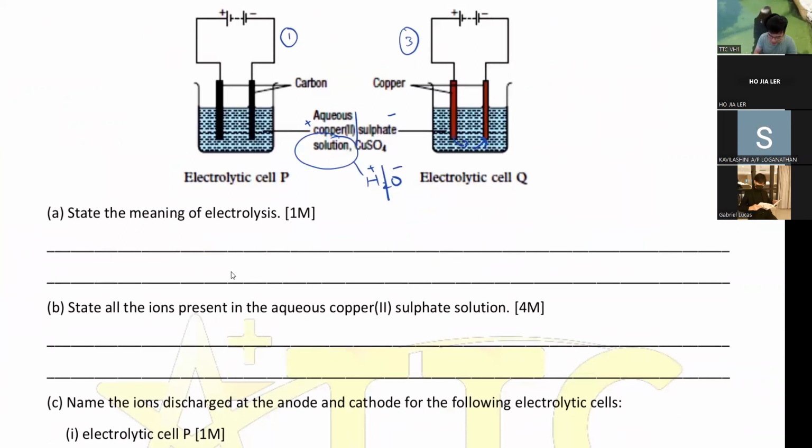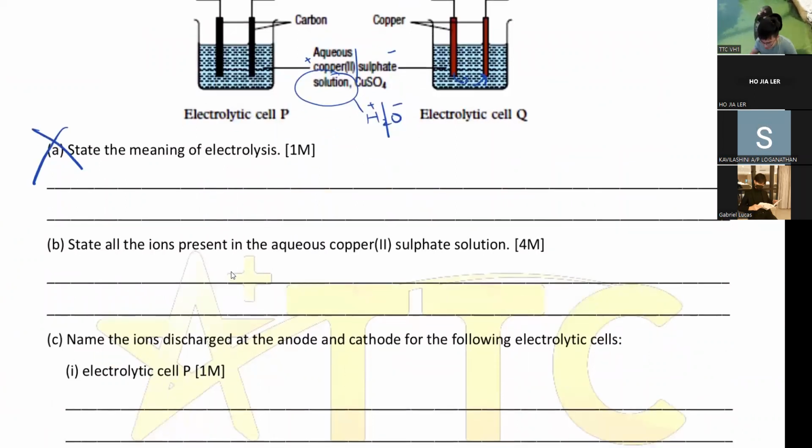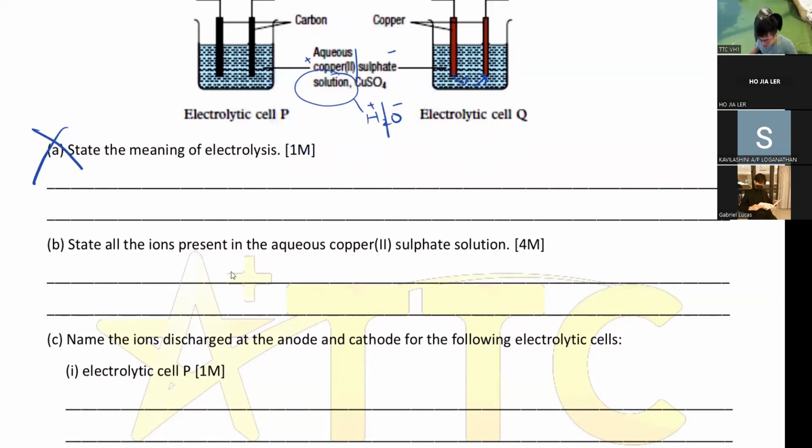Okay, guys, we skip A. I'm not going to talk about the meaning of electrolysis. This one you go fill it yourself. I'm not going to do definition here. Okay, so B, state all the ions present in the aqueous copper sulfate solution. Who are the boys and girls inside here?